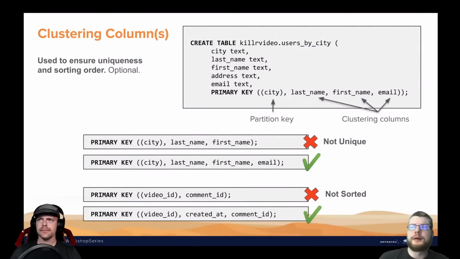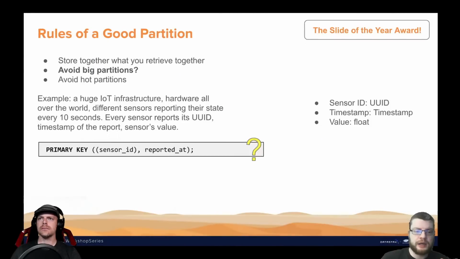Right. Okay. Rules of a good partition: avoid big partitions. This goes back to that sensor scenario I was talking about. There are many other ways you can end up with a big partition, but the sensor one is one of the easier ones to understand. So sensor ID reported at, everything from that one sensor is going to get stored in a single partition. It's going to grow infinitely until we have terabytes and terabytes of data from a single sensor.